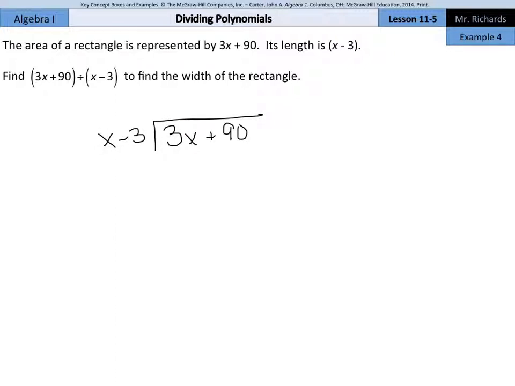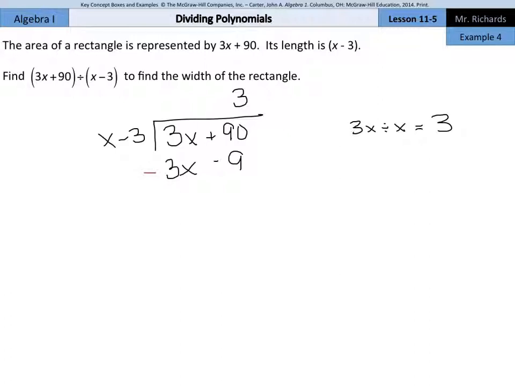And so what we need to do first is look at what 3x divided by x is. So 3x divided by x is equal to 3. And that's what we're going to try to divide by here is 3. So 3 times x is 3x. 3 times negative 3 is a negative or minus 9. And we're going to subtract.